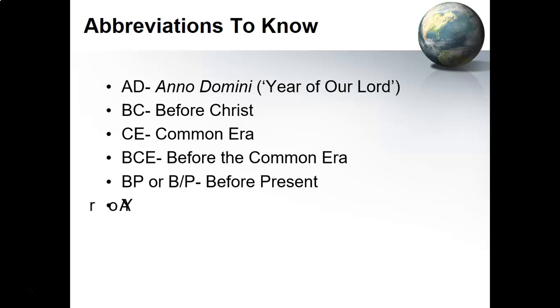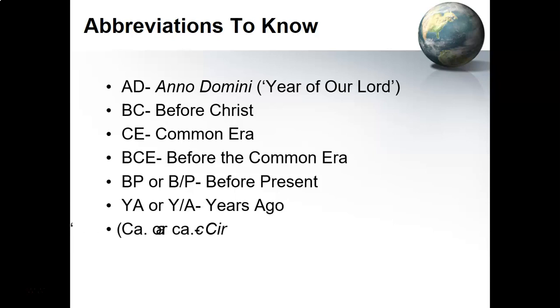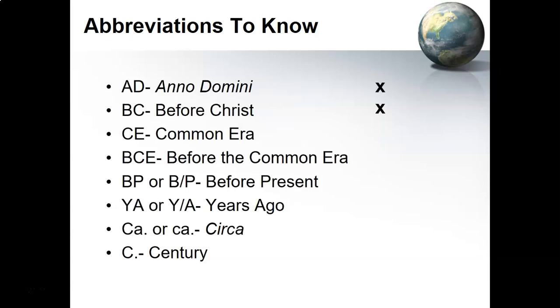Before present or years ago are two ways that you'll frequently see relative time. CA before a date means circa, which is Latin for around. That's when we're given a ballpark estimate. Capital C after the number means century. Now, make sure you've got these terms. They're in a Quizlet you'll study later on, but one final point I want to make about these.